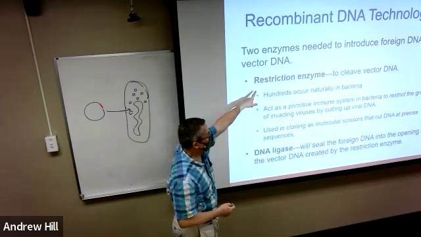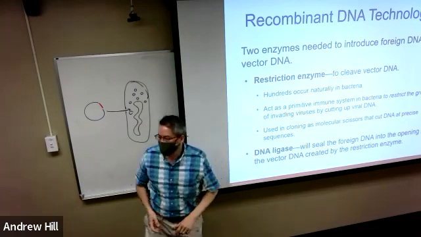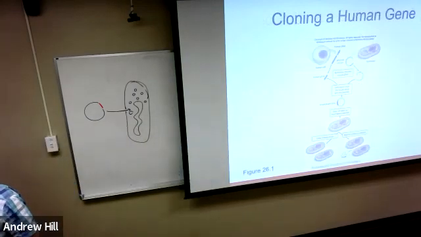But it turns out these restriction enzymes are really helpful. They can be used in cloning as molecular scissors that cut DNA at precise sequences. Let's actually look at a picture here. Okay, here's a good picture.